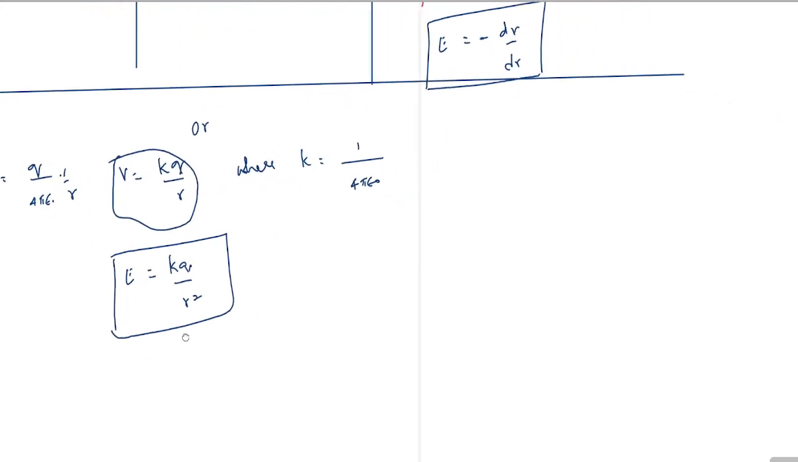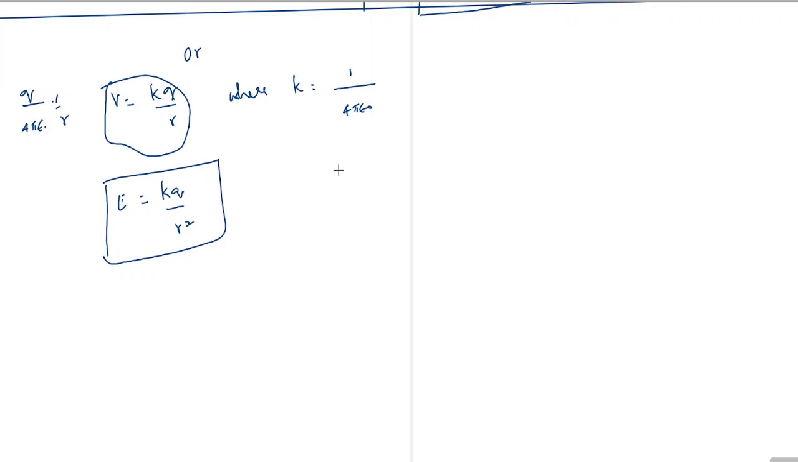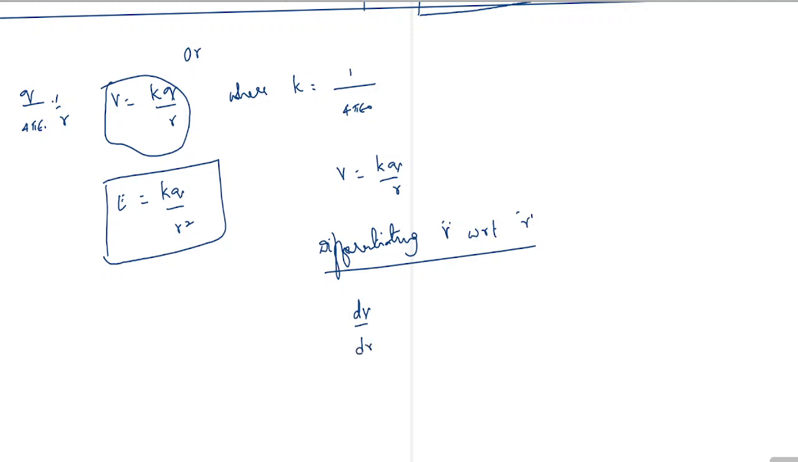Now we can derive from here also. If we consider V is equal to K Q by r, and differentiate this V with respect to r, then we get dV by dr is equal to d by dr of K Q by r.